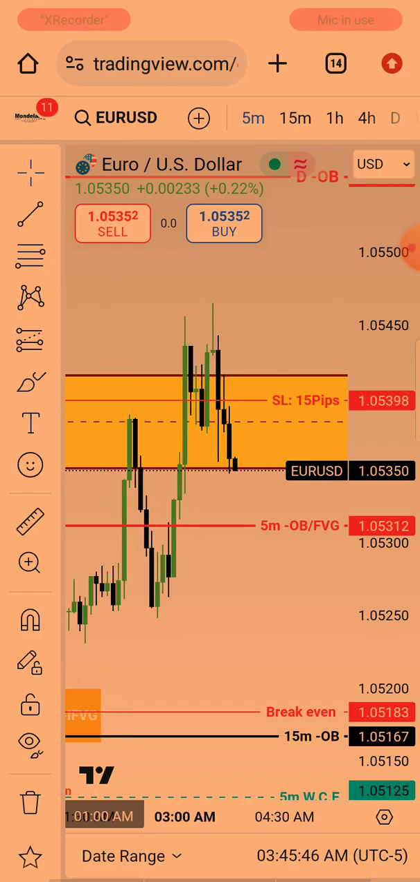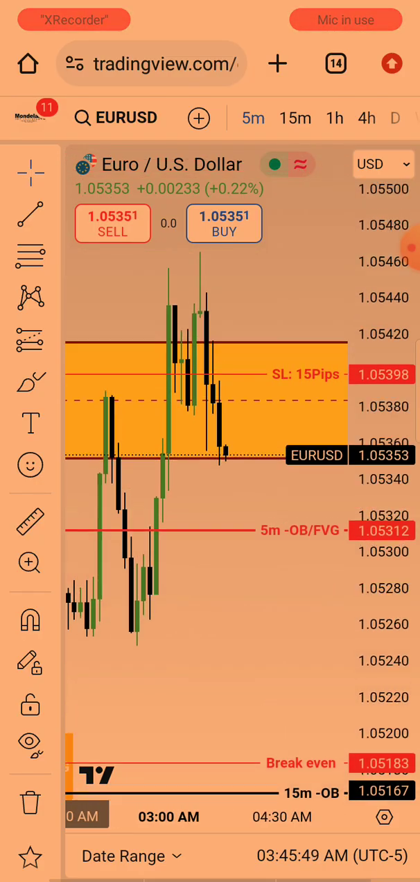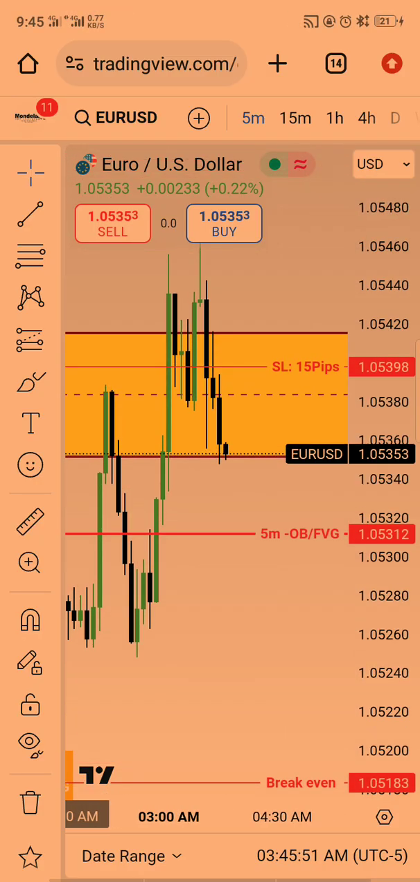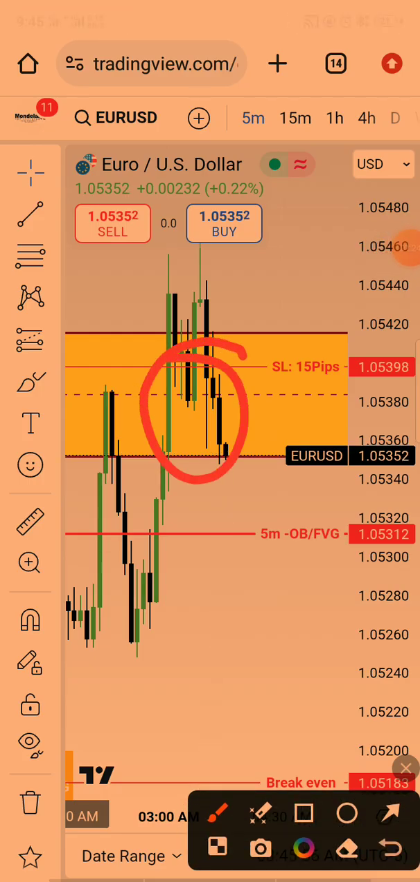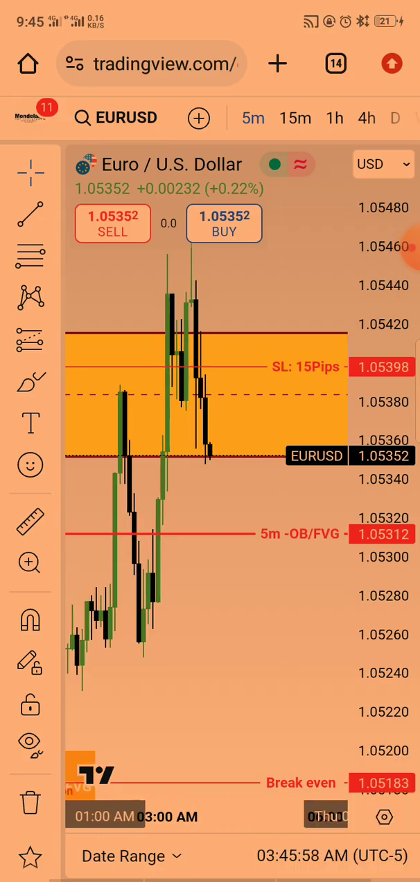So let me come back to my entry. I want to get another trade here now. This is where I'm looking to take another trade here. I want to go short like this again today. So stay tuned to see what I'm going to do.